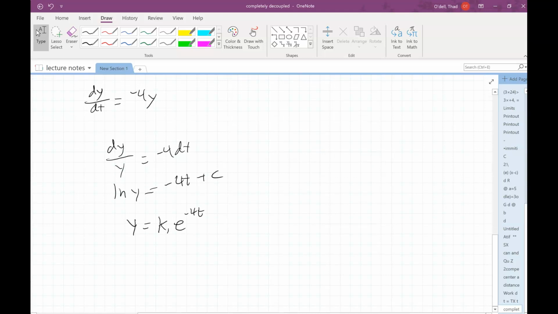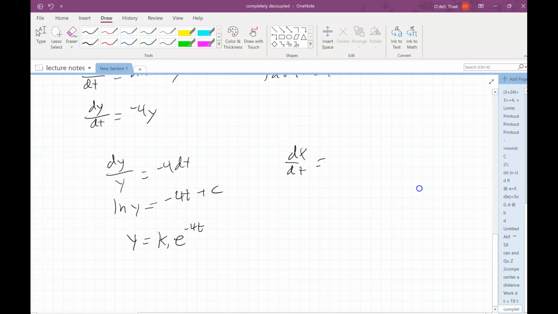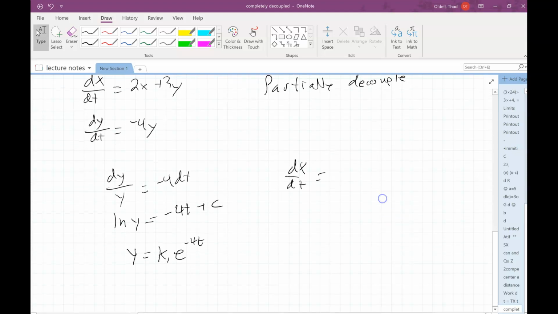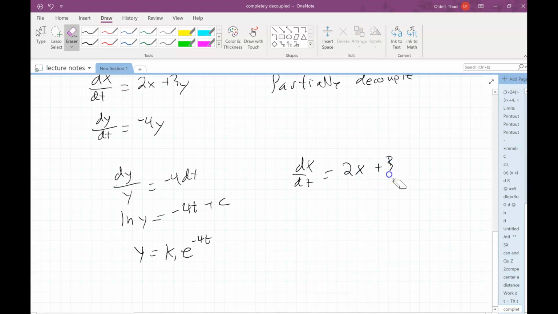So this is kind of like the substitution method when we're just solving regular old systems of equations, right? So then we're going to take dx/dt, the equation is given to us, and that one has a 2x, which we'll leave as 2x. But instead of 3y, we're going to put 3 times k sub 1 times e to the -4t, because that's what we found y has to be in terms of the other equation. Okay?